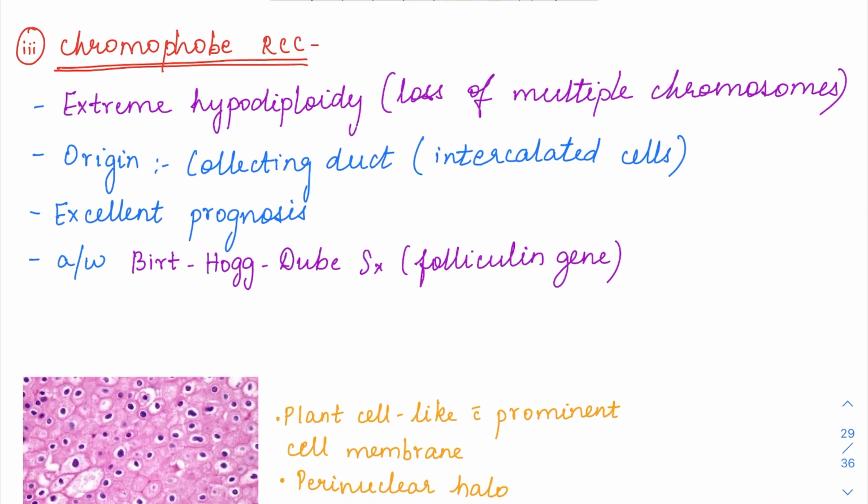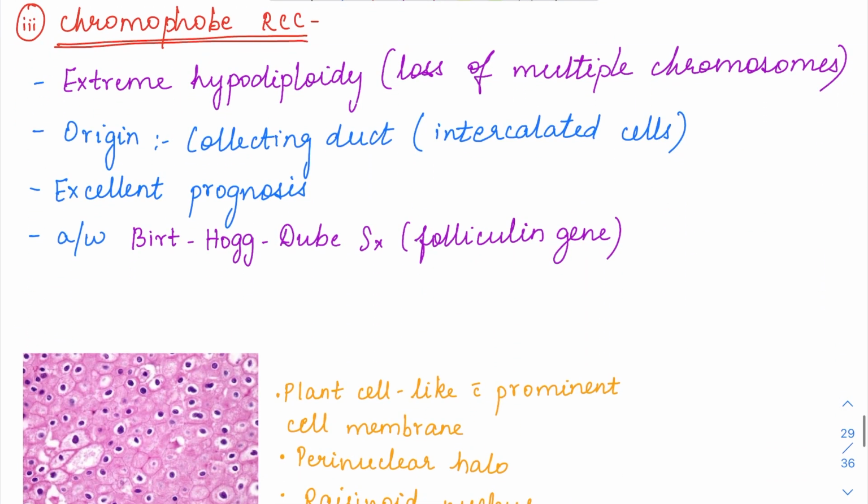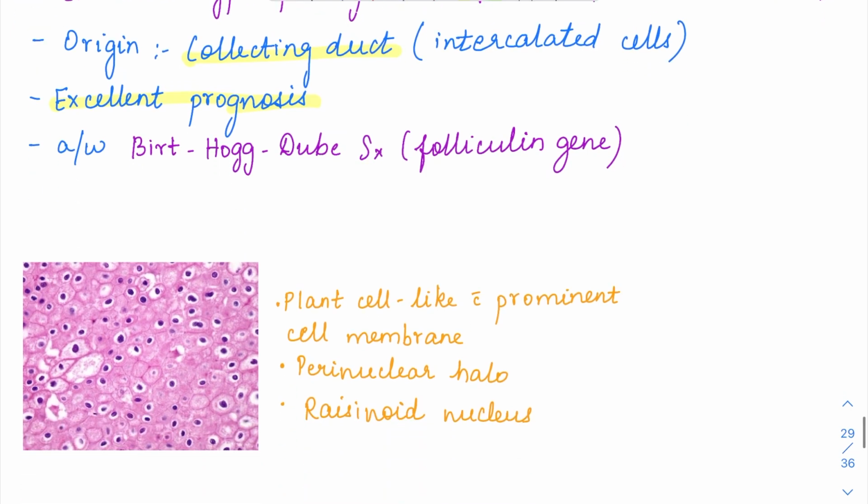Third type of RCC we'll see is chromophobe RCC, and here the genetics was extreme hypodiploidy. So multiple chromosome loss will be there, but still here it's going to have an excellent prognosis, and the origin of these tumors will be from the collecting duct. Okay, and here syndromic association was Birt-Hogg-Dube syndrome, wherein folliculin gene was mutated.